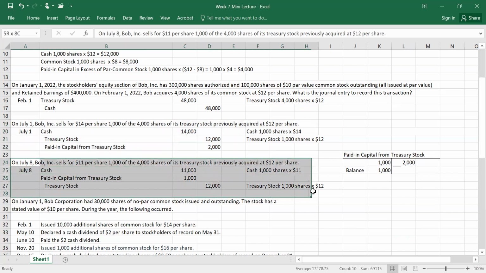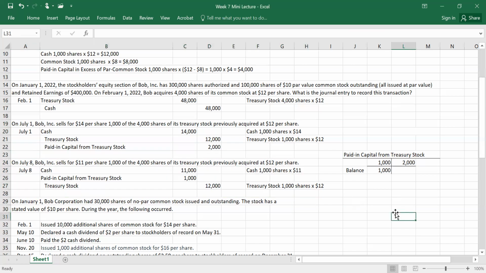The next example is going to be when we sell treasury stock for less than it was acquired for. So on July 8th, Bob sells for $11 per share, 1,000 of the 4,000 shares of treasury stock previously acquired at 12 per share. So the cash is going to be 1,000 shares at 11 per share. So we're debiting cash for 11,000. Treasury stock is the 1,000 shares at $12 per share. We're crediting treasury stock for 12,000. Then we're going to debit, in this case, the paid in capital from treasury stock for the difference between the 11 and 12,000, which is 1,000.